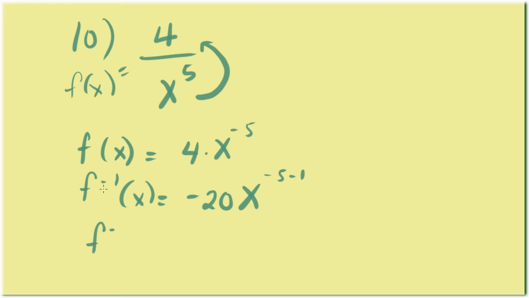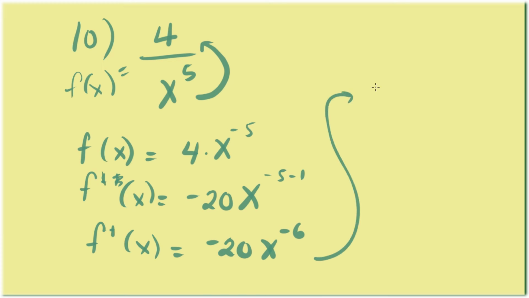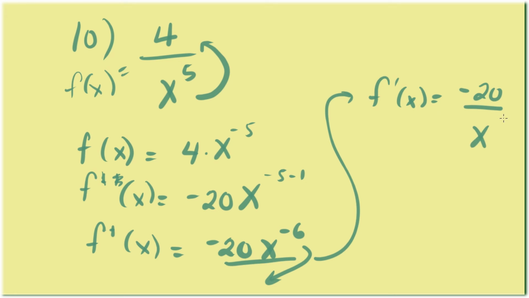Oh, I'm sorry, this is not negative. This is just f prime. So f prime of x is equal to negative 20 x to the negative 6. Better still, we can express this using a positive exponent. So negative 20 will stay on top, and then this x to the negative 6 has to go down. So that's now x to the positive 6.